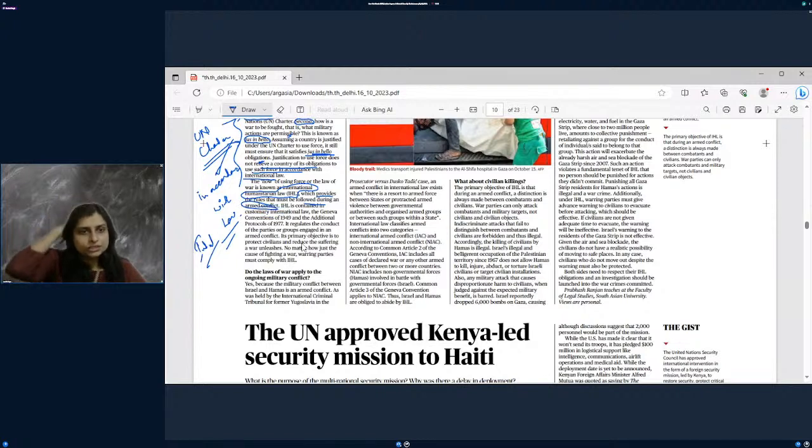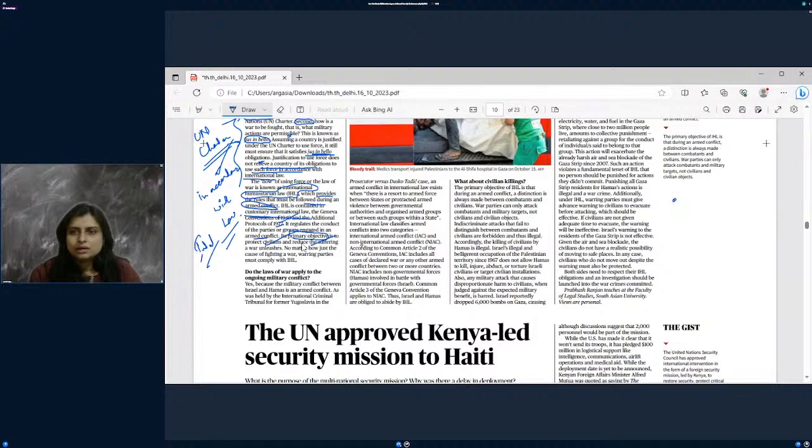Now, international humanitarian law is contained in what? Customary international laws, the Geneva Convention of 1949, and the additional protocols of 1977. It regulates the conduct of the parties or groups engaged in an armed conflict. Now, what is the primary objective? The primary objective is to protect civilians and reduce the sufferings that war unleashes.